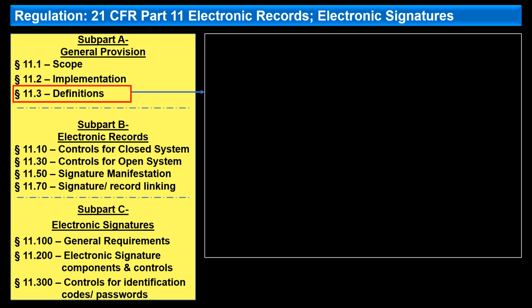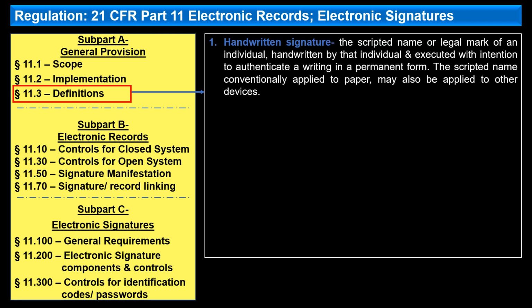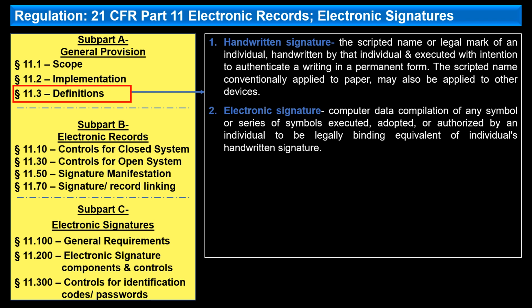Moving ahead with the definitions. First, there's the definition of handwritten signature. We all know what a handwritten signature is. It is the scripted name or a legal mark of an individual which is generally put onto paper or onto any device where it can be applied. Electronic signature. It is a computer data compilation of any symbol or series of symbols executed or authorized by an individual, which is legally binding and equivalent to the individual's handwritten signature.